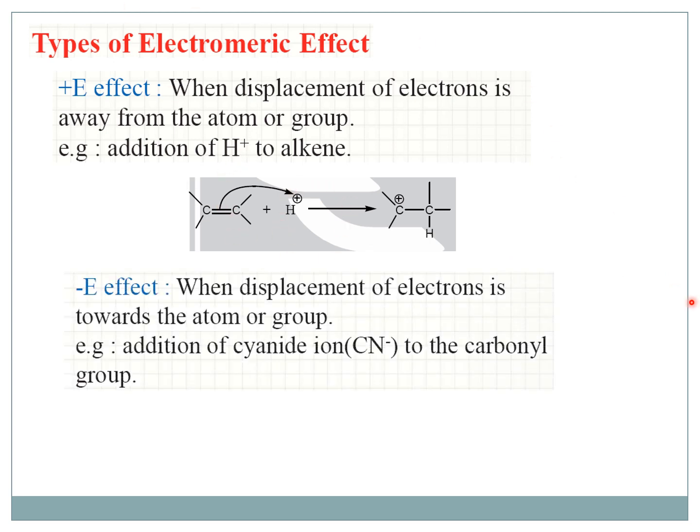Another is the minus E effect, when the displacement of the electron is towards the atom or group. So here we see that in the presence of cyanide ion, the electron displacement takes place towards the oxygen atom. So this is known as the minus E effect.